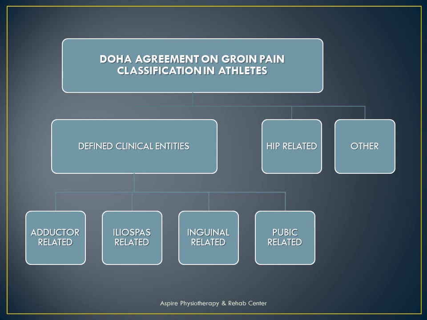To help do that, this is the Doha Agreement on Groin Pain Classification in Athletes. You can Google this title and you can get the article to dig into. So there are three classifications, defined clinical entities. Once you finish your clinical assessment, you should be able to classify your patient into these four categories, that is adductor related, iliopsoas related, inguinal related or pubic related. If not this, rule out any hip related injuries. If not, that could be another structure as well, like an inguinal hernia.